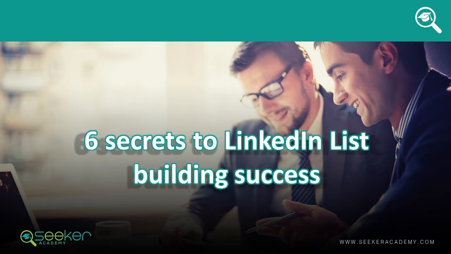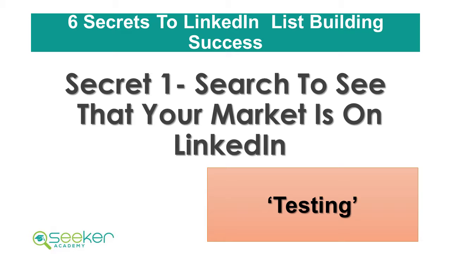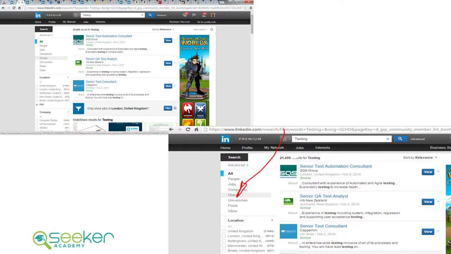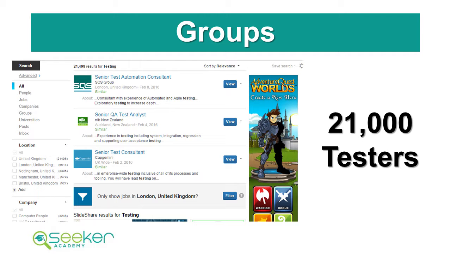In this video, we're going to share with you the 6 secrets to LinkedIn list building success. So secret one, search to see that your market is on LinkedIn. I showed you how to do that in previous videos. Please go back and see examples in module 6. What you want to do basically is search for keywords related to your market. For example, in my case, if I put testing in quotes, what you get is a list. Then I go into groups. You'll see groups related to testing. Now, for some of them, there's over 21,000. So now I know that's my market.